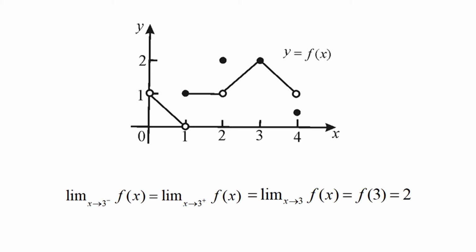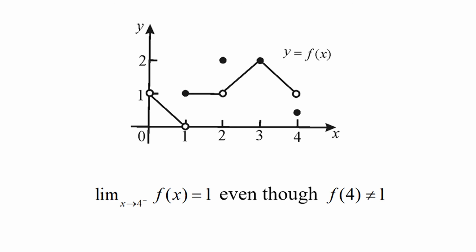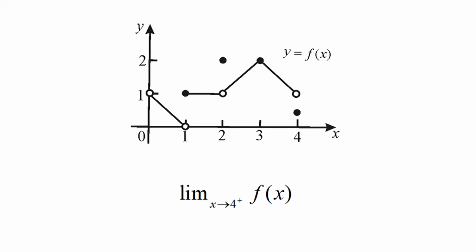We also have limit of f of x as x approaches 4 from left is 1 even though f of 4 not equal to 1. Limit of f of x as x approaches 4 from right does not exist as the function is not defined to the right of x equal to 4, and limit of f of x as x approaches 4 does not exist. At every other point a in closed interval 0 4, f of x has a limit f of a.